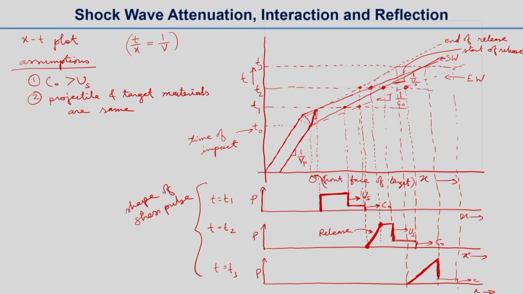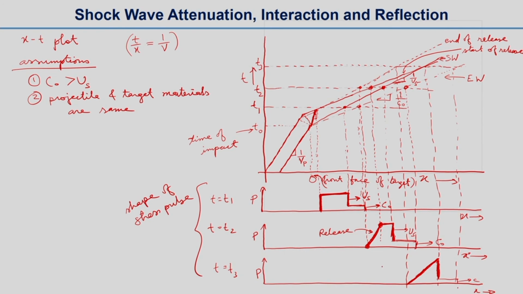Why is that? Because we know that the end of release is travelling at a slower speed. You can see here also in the dotted line, end of release has a higher slope, that means it has a lower velocity than the start of release, and that is why it has a lesser slope. And also you can see that there is no flat top or plateau like at time t equal to t2, because the release wave catches up with the shock wave, and then the peak pressure will decrease after that, which we will see in subsequent slides.